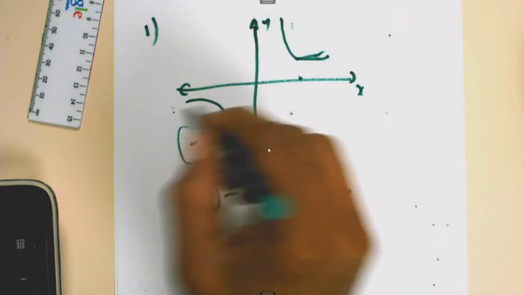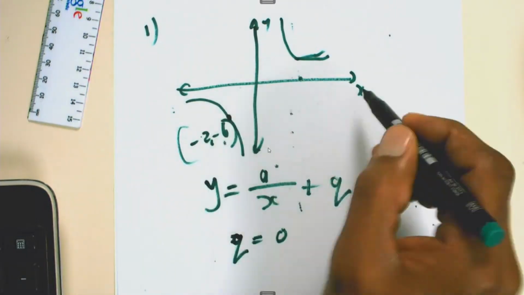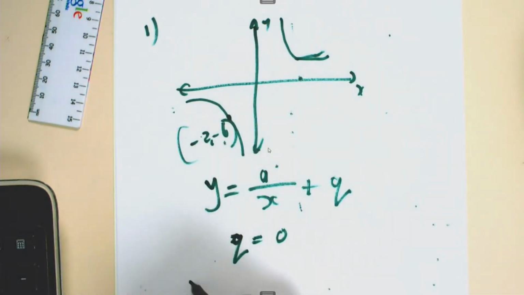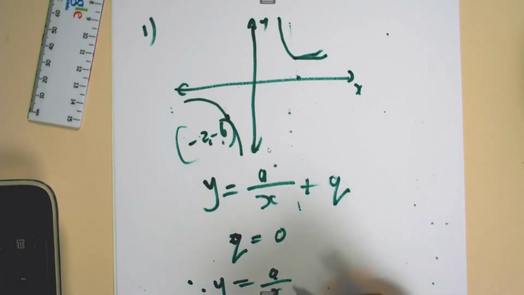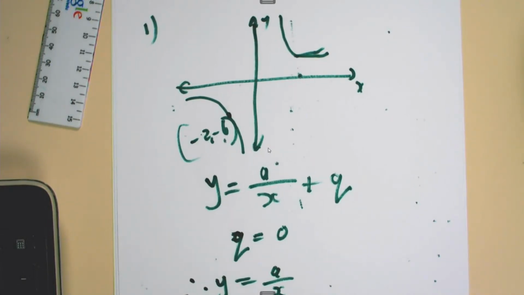Q is a horizontal asymptote, Q is equal to 0. Therefore, we have y equals a over x plus 0. Then plus 0, I write or I don't write, it's the same thing. Right. After this, the challenge is the value of a.